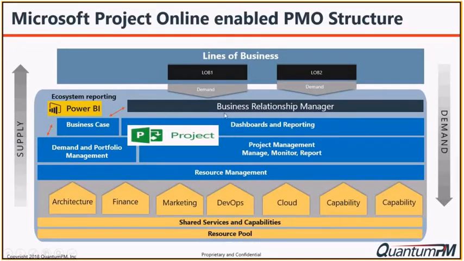Dashboards and reporting could be used to provide enterprise reporting around the ecosystem. And then you could have enterprise resource management, which can come from Project Online and other sources. And then you've got demand and portfolio management, which can be used to manage all the work that's being considered, both in flight and candidate projects, which will allow you to score it. So it's a comprehensive solution that supports a PMO.